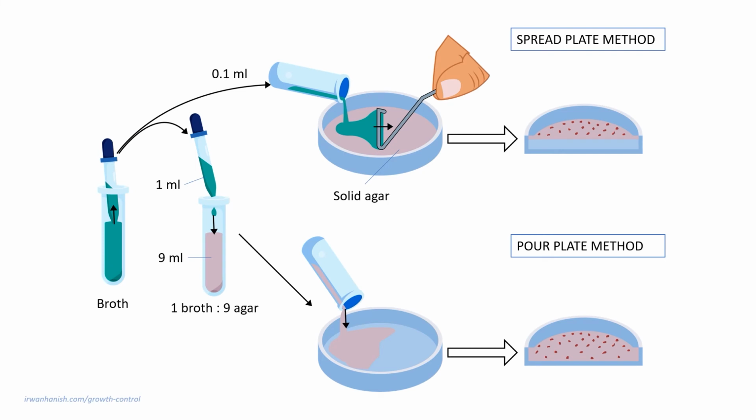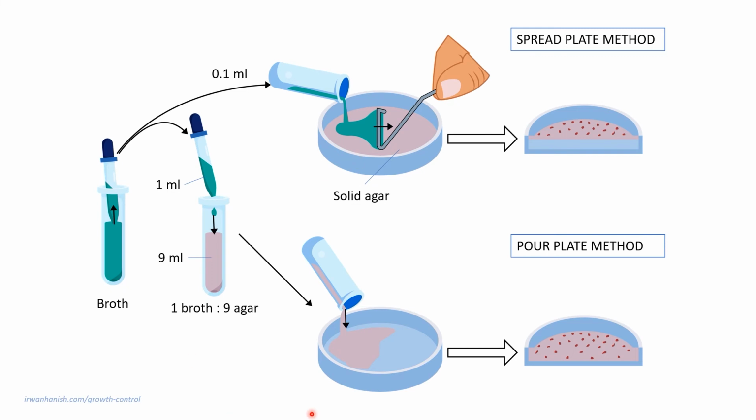And for any of the diluted samples you've got, you can start measuring how many bacteria you have. The first way of doing this is the spread plate method. You take 0.1 ml of your broth. You take it from one of the dilution tubes. Then you pour it on a solid agar and you spread it all over the surface.